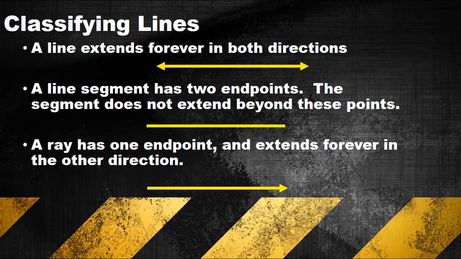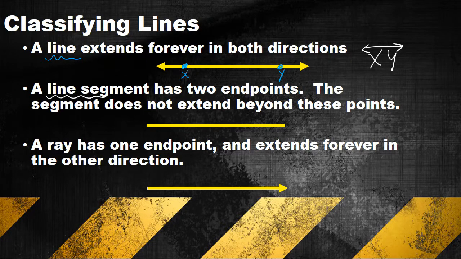So first up here, we're going to talk about a line. This extends forever in both directions. And so if we have 2 points on our line, X and Y, when we write this, we're going to write this as XY with a line over it and 2 arrows going in opposite directions, stating that the line goes on forever.